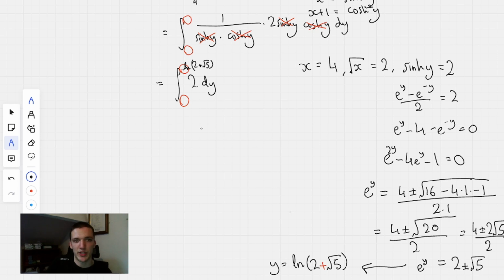And what about when x was equal to a quarter? So let's take x equals a quarter, therefore root x is equal to a half, which is equal to sinh of y. And let's do the whole thing over again. Let's say that e to the y minus e to the negative y over 2 equals 1/2.